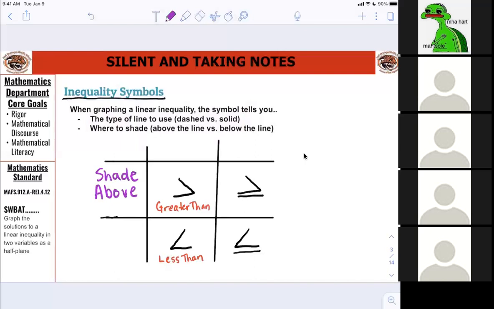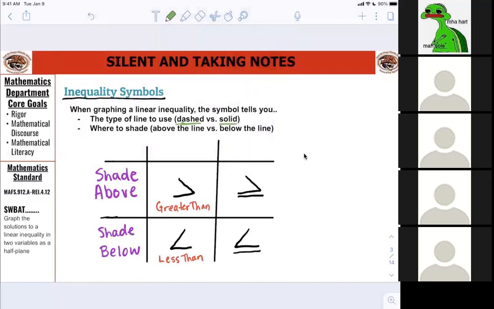Now, when it's less than or equal to, that's going to be shading below. All right, so the two greater than symbols tell you to go above. The two less than symbols tell you to go below. But then, like Lauren was reading, there's another thing that these symbols tell us. These symbols tell us if the line is going to be dashed or solid.